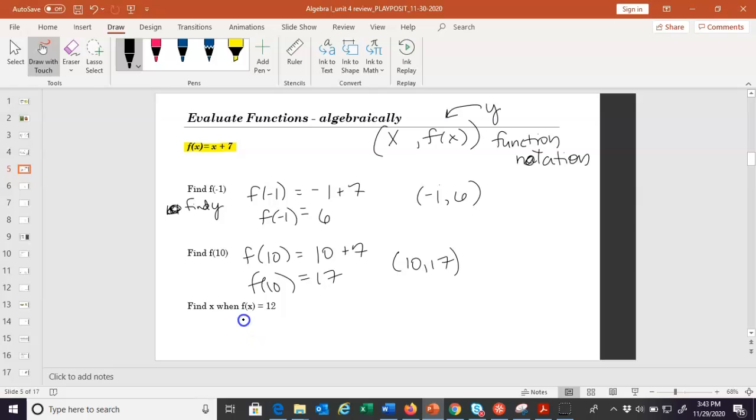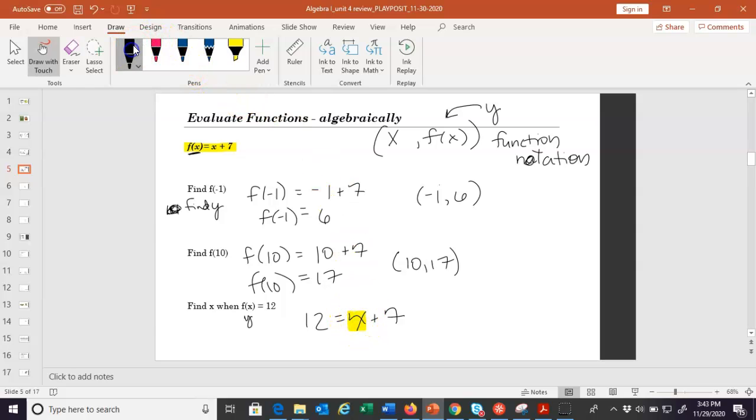Now this one's a little reversed. It says find x when f of x is 12. So remember, this is y. They want us to find the x value if y is 12. So we do the same thing, except we put them in different places. So f of x is 12, so instead of f of x, I'll write 12. And then we're trying to solve for x. So this takes us back to old school. Now it feels like old school, right? Solving equations. So we want to get the x by itself.